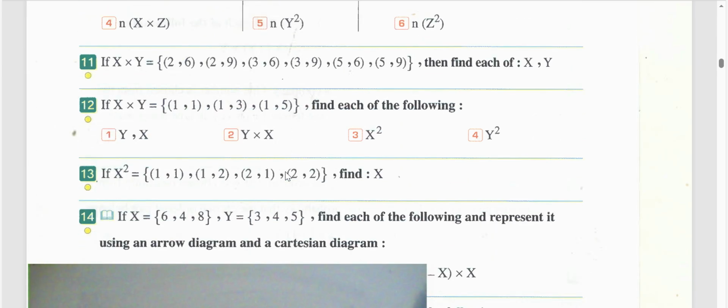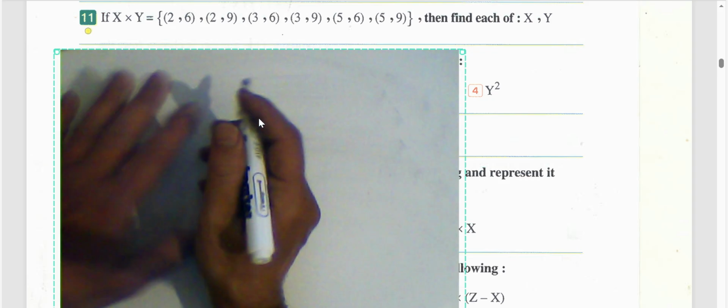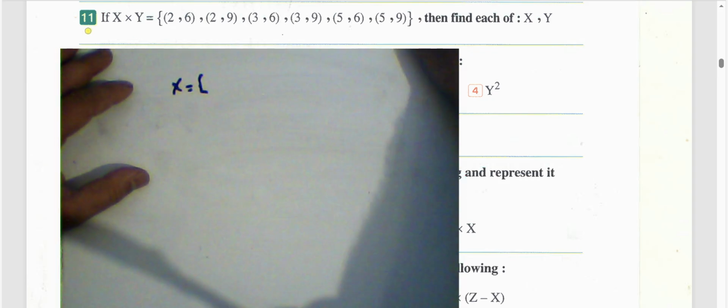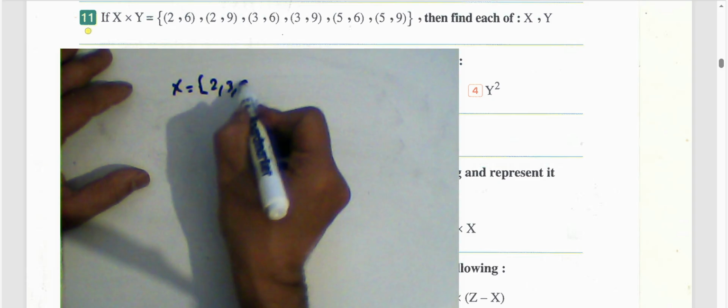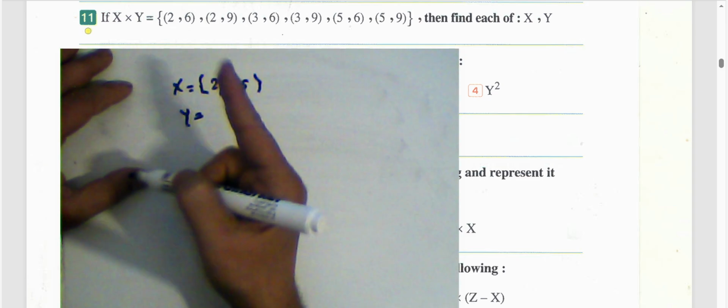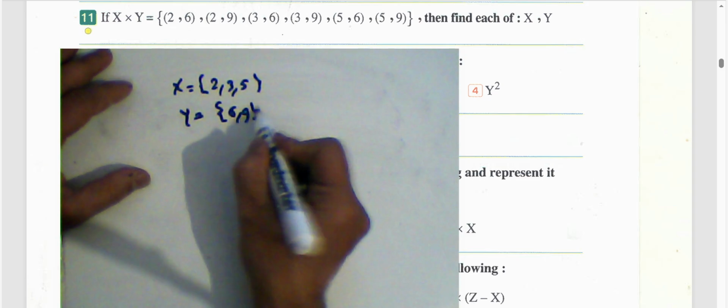I will solve with you here question number 11. It's a new idea about give me the solution. I want to find x. We can find x. The first, we have 2 and 3 and 5. First 2 and 3 and 5, first projection. And y equals the second projection here, 6, 9. Okay.